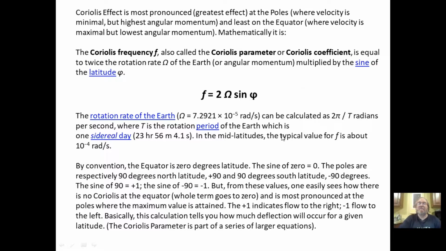Anyway, but this is why, on the equator, there is no deflection. And when you go to the poles, you have maximum deflection. Basically, that is all that little calculating factor is telling us.